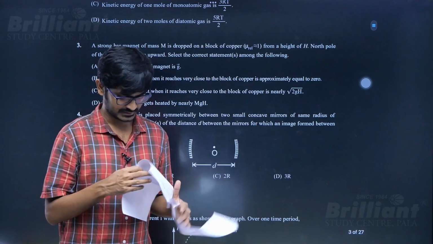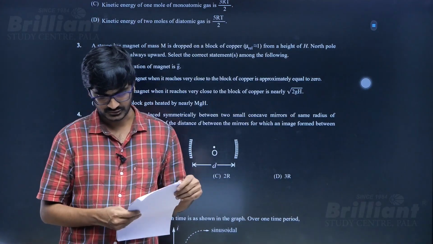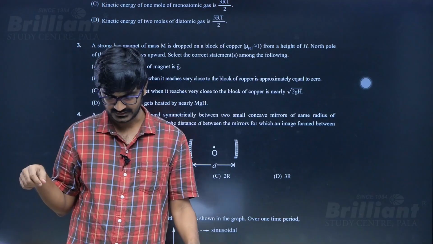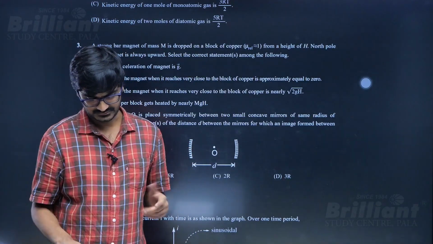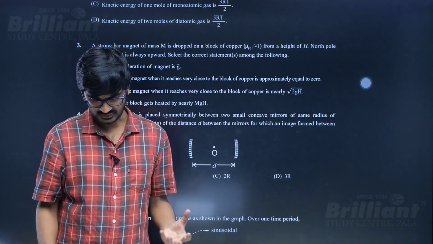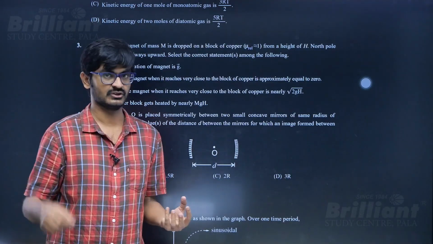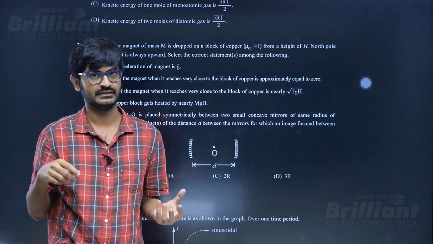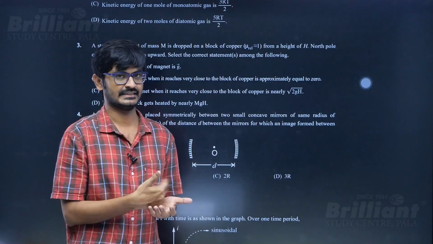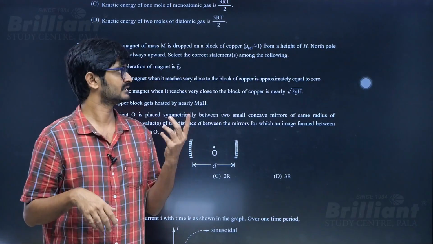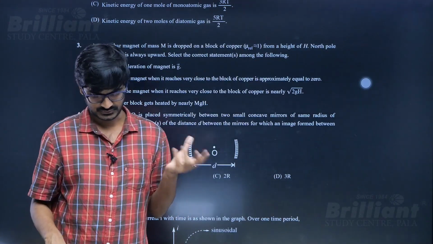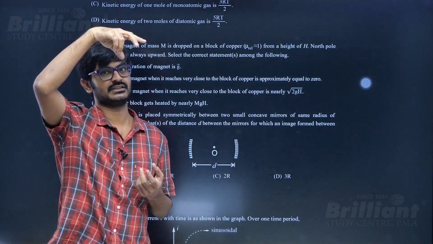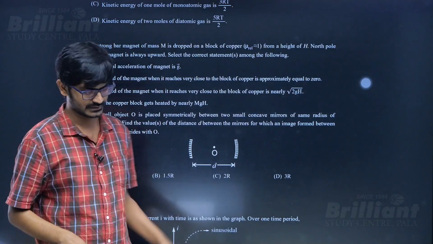Okay, next question again. A strong bar magnet is being dropped, and the north pole of the magnet is always upwards. There is a copper block at the bottom, and you are dropping the magnet. There will be flux change keeping on happening, so there will be eddy currents and there will be opposition coming into picture. Fine, that much you can manage. Initially the opposition will be 0 because the flux is not changing, so the initial acceleration is going to be g only.